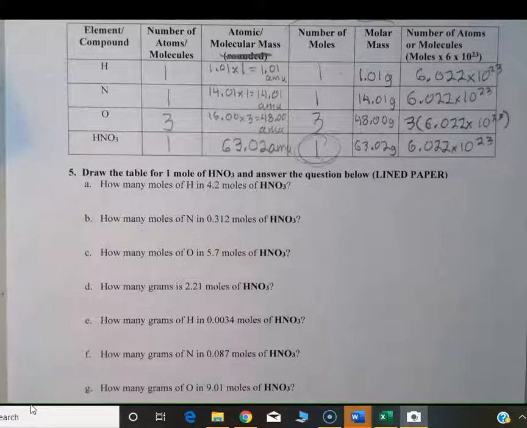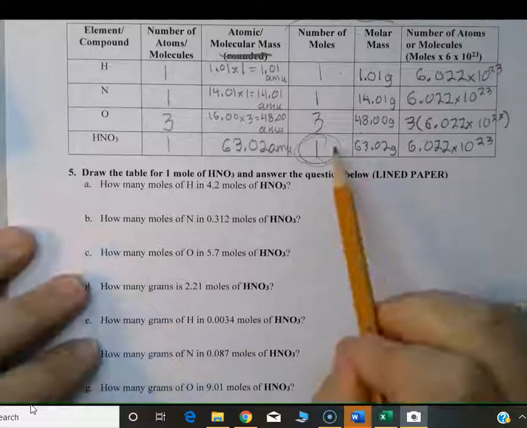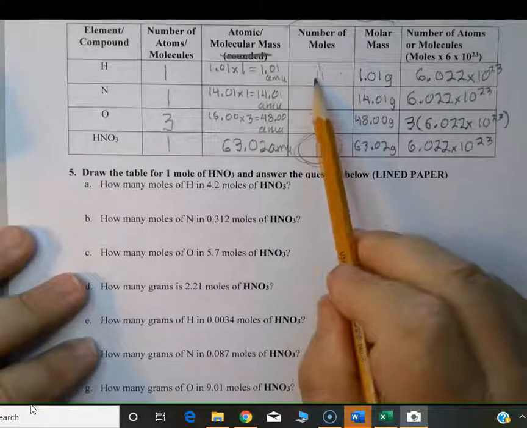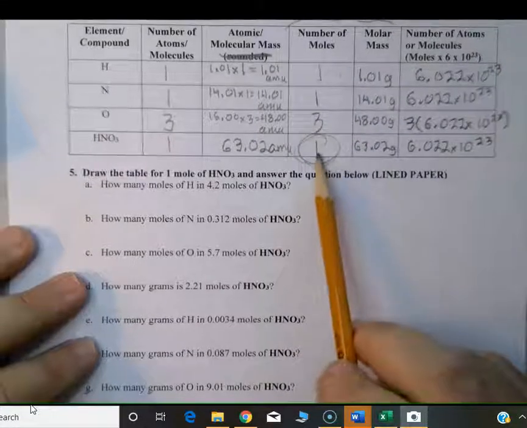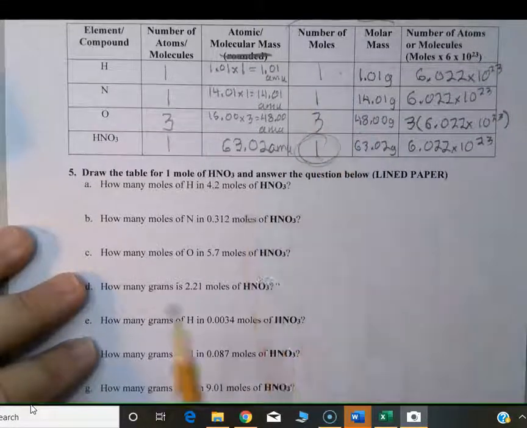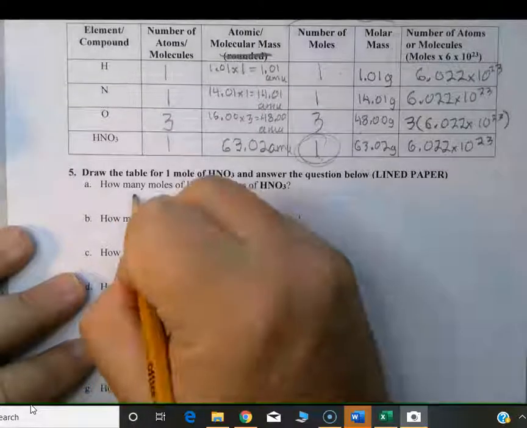Okay, so here we go. How many moles of H in 4.2 moles of HNO3? Well, for every mole of HNO3, I have 1 mole of H. So if I want 4.2 moles of this, I'm going to need 4.2 moles of H.